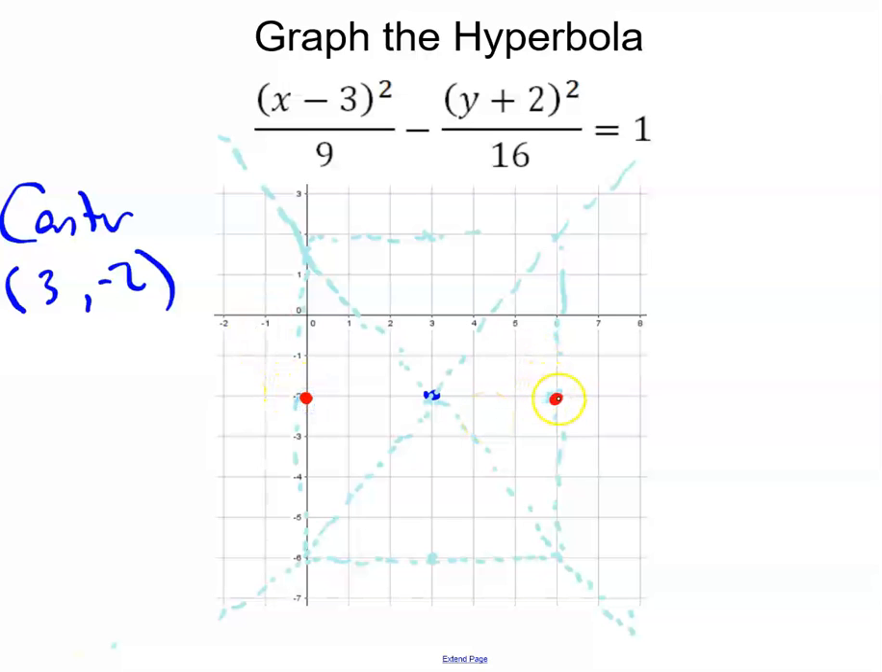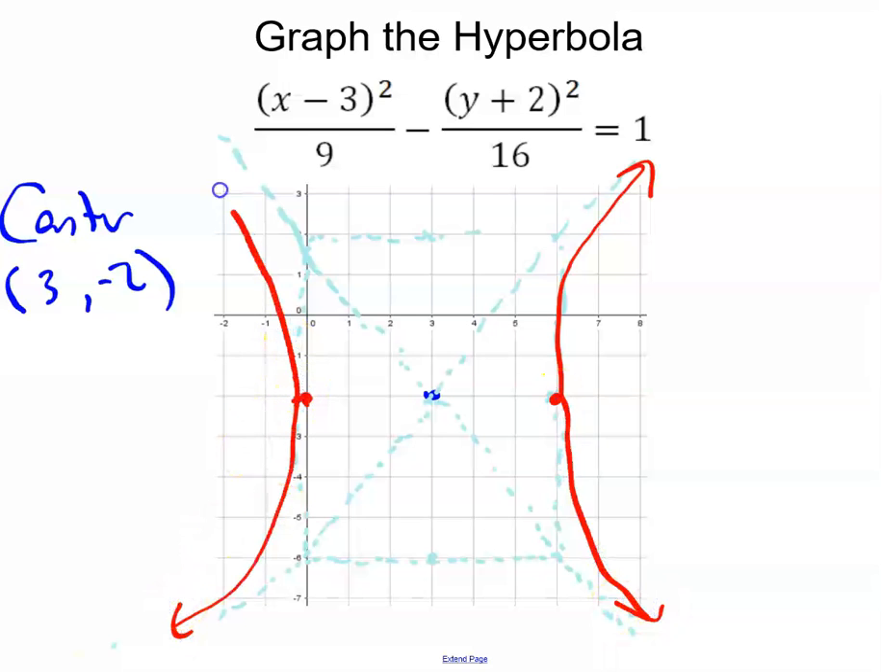And so those are your two vertices. And then from here, you're going to go up, and I'm going to do that one a little better. So the graph just goes up, and then it goes towards those asymptotes. And then as it gets closer to those asymptotes, it starts to hug the asymptotes. And there's the graph. And that is a hyperbola.